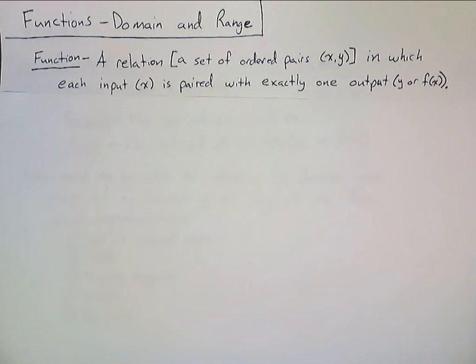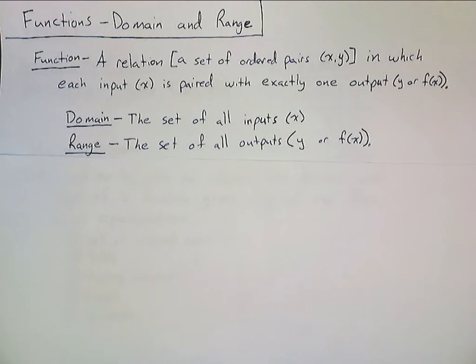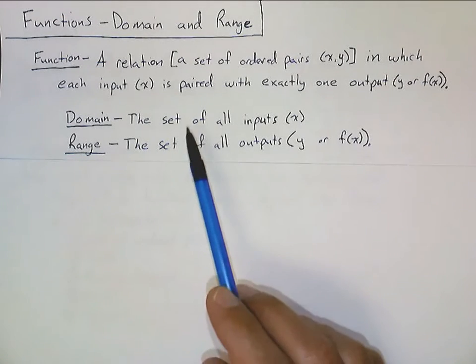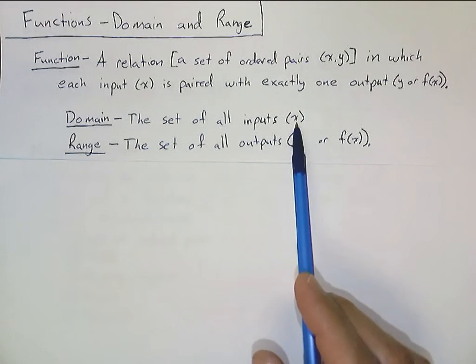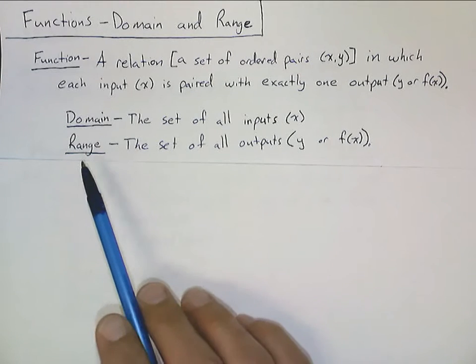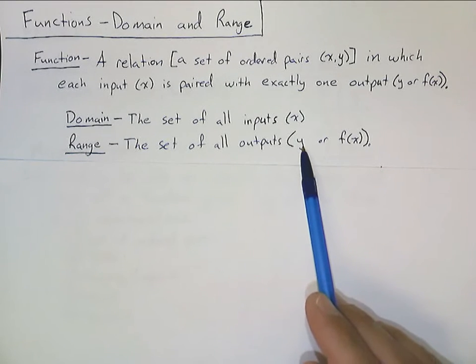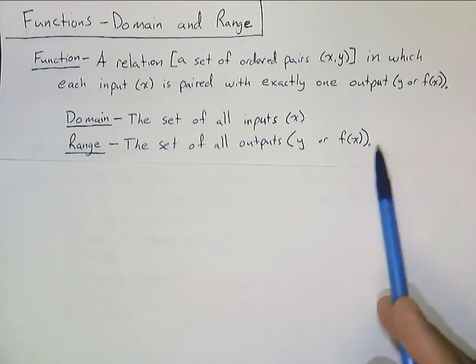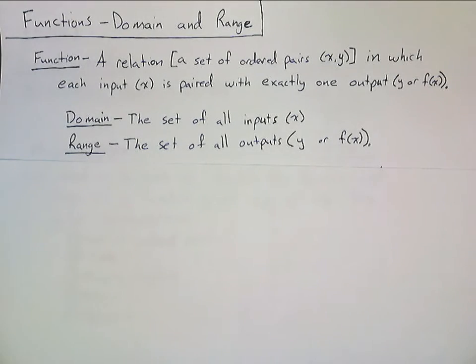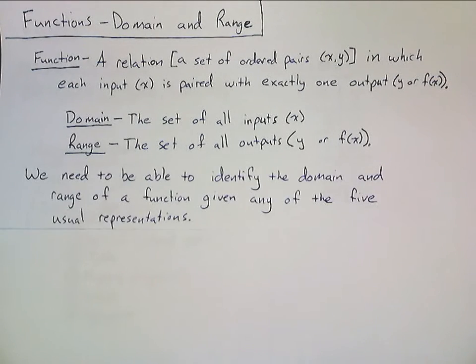Now, specifically the domain and range of a function, here are the definitions of those. The domain of a function is just the set of all possible inputs, or all of the x values. The range is the set of all outputs, the y's, or of course, f of x, g of x, whatever. What we need to be able to do is identify the domain and the range of a given function given any of the 5 usual representations that we looked at last time in class.